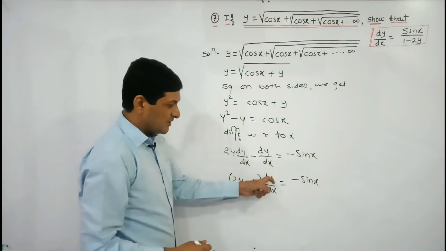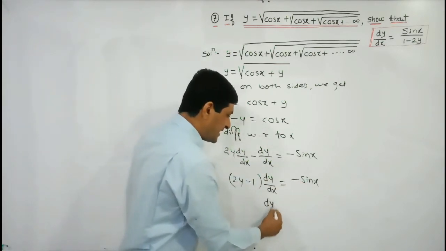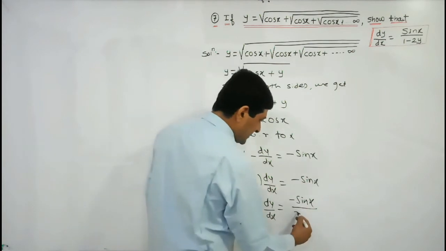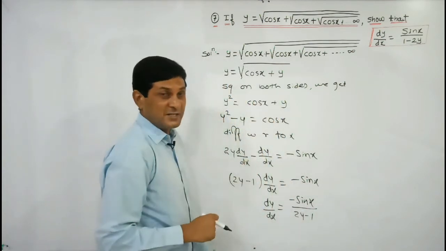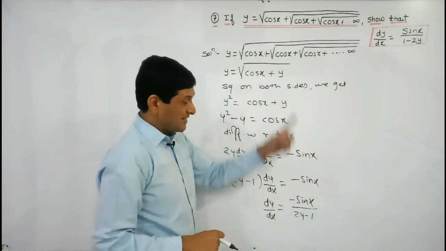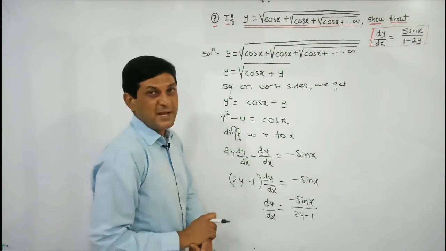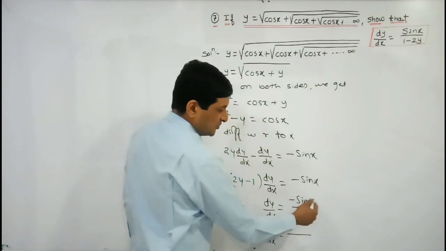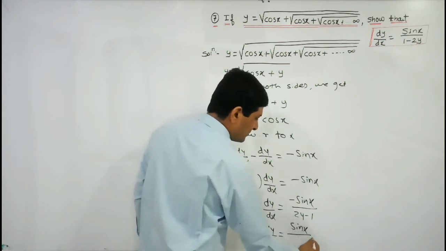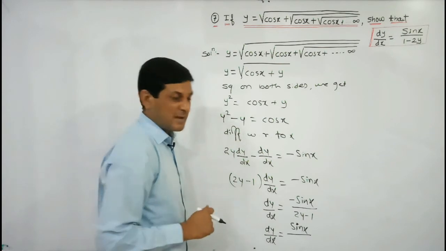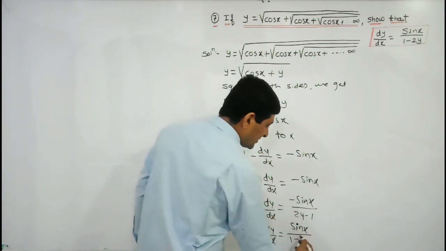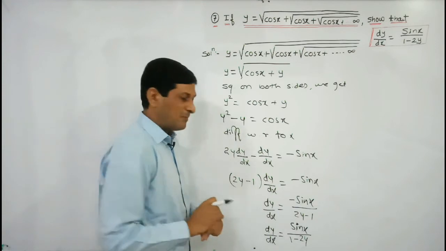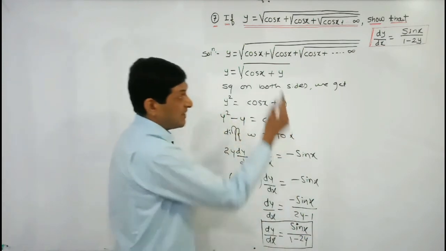Means (2y − 1) dy/dx = −sin x, which implies that dy/dx = −sin x / (2y − 1). But if you observe our required result, the minus is not there. To get the required result, we multiply the numerator and denominator by minus. In the numerator minus into minus becomes plus, so plus sin x, and in the denominator the negative term becomes positive and the positive term becomes negative. This result, obtained by multiplying numerator and denominator by minus, is nothing but our required value of dy/dx.